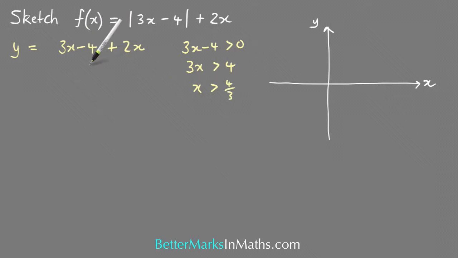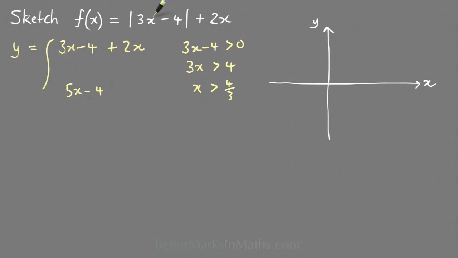And then you just have to tidy this up. So 3x plus 2x is 5x minus 4. So that's the first part of the hybrid function. That's the rule for these x values. So that's the first bit done.